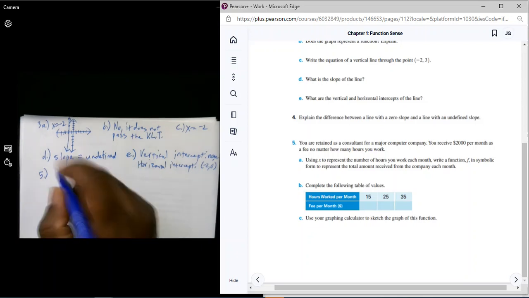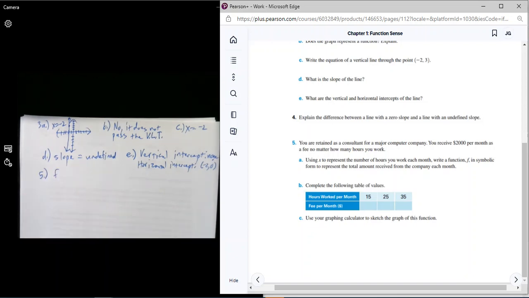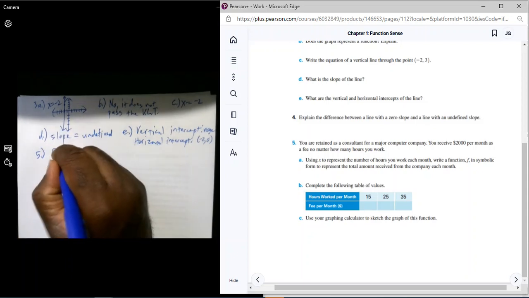Okay, so we know that, first of all, since we're doing a function and we're using X, it'll be f of X.